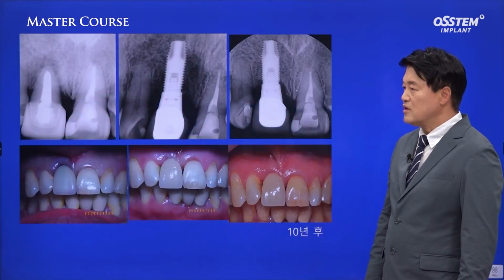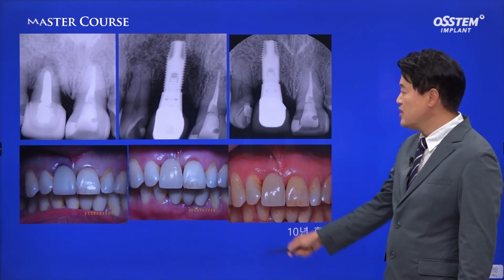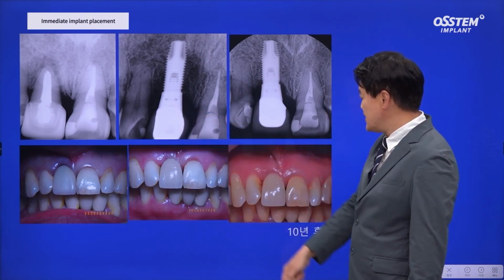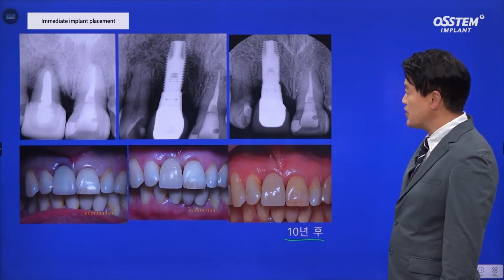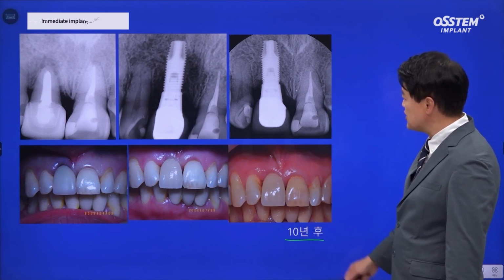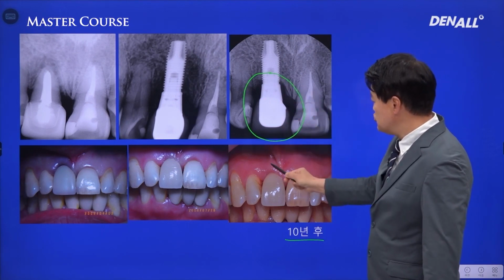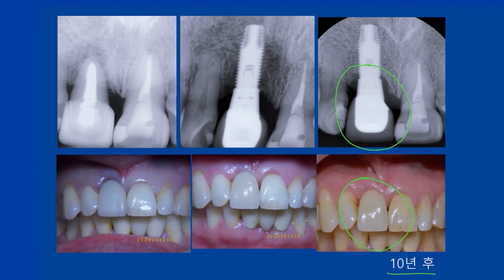As you can see here in number 11, this is before immediate implant placement. Through immediate implant placement, prosthesis was delivered here. 10 years later, you can see that by using appropriate amount of GBR and factors, the prosthesis is maintained nicely here. As shown, if you can get good results long term, there is no reason not to use immediate implant placement.